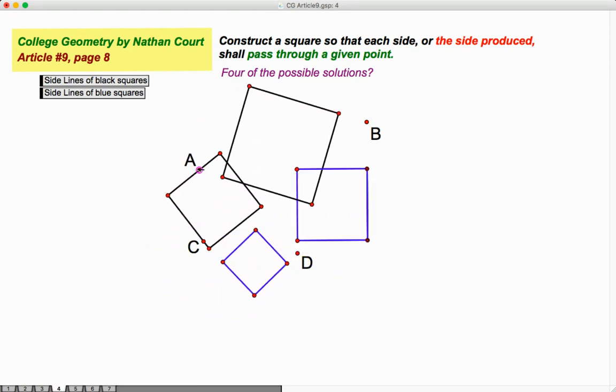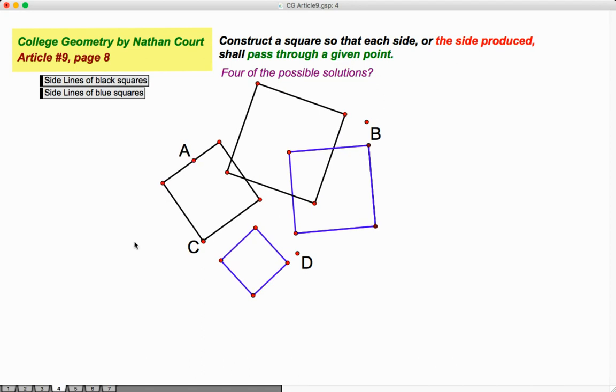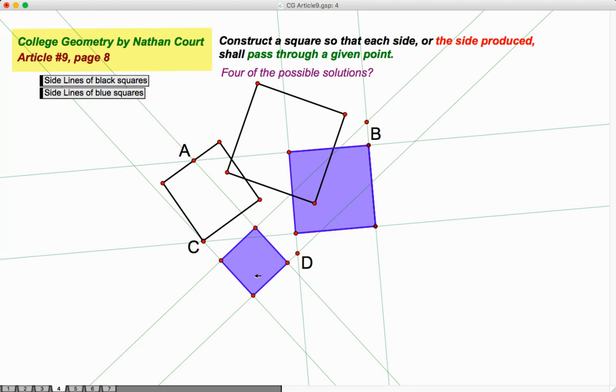So let's find this side. Let us consider the sides of the blue square and confirm that for this particular square, this side contains A, this side contains B, this side contains C, and this side contains D. For the bigger blue square, it contains D, this one contains C, this one contains A, and this one contains B. Clever! Wow!